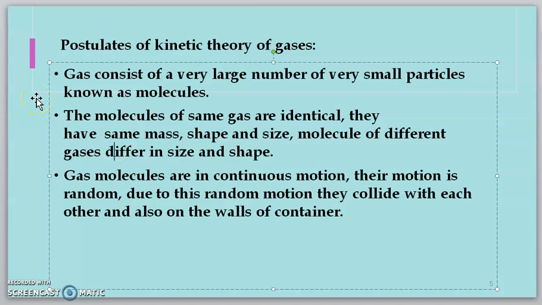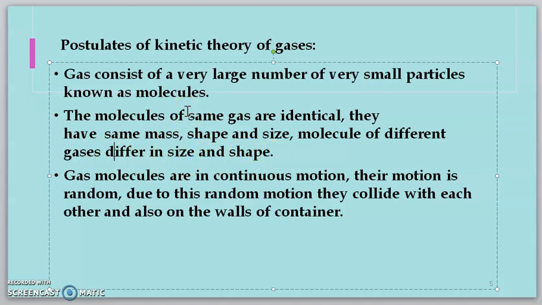Postulate number one is gas consists of a very large number of very small particles known as molecules. This point indicates that gases are composed of molecules. And the second postulate is that the molecules of same gas are identical. They have same mass, shape and size. Molecules of different gases differ in size and shape.